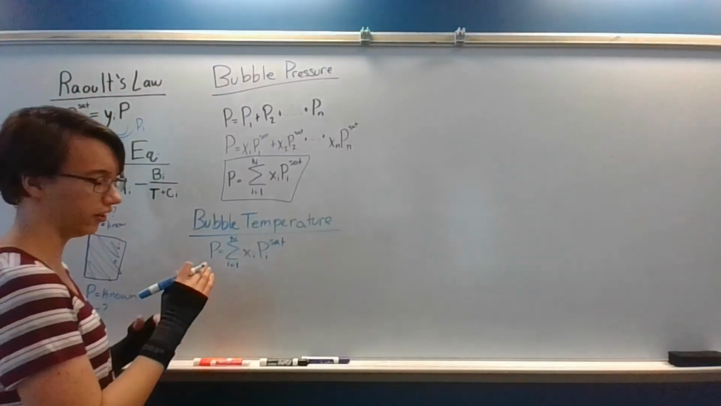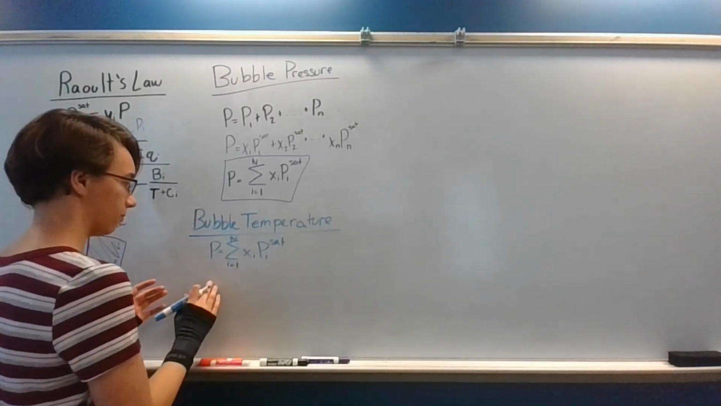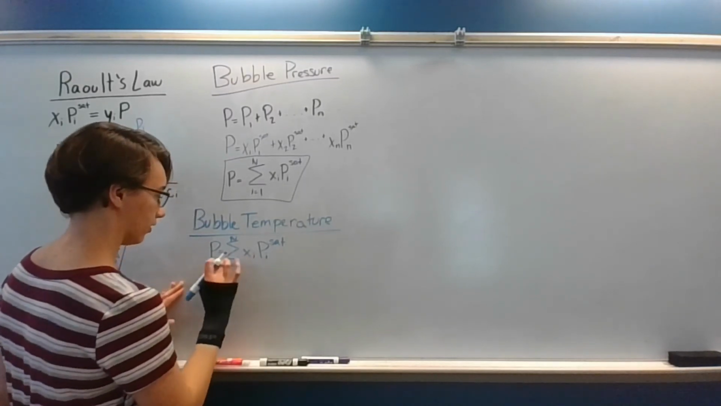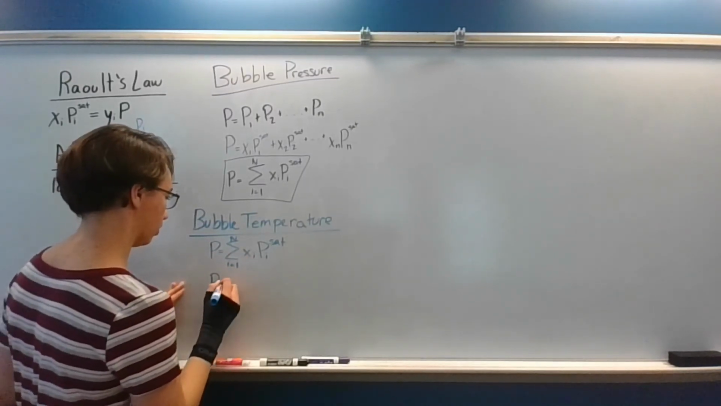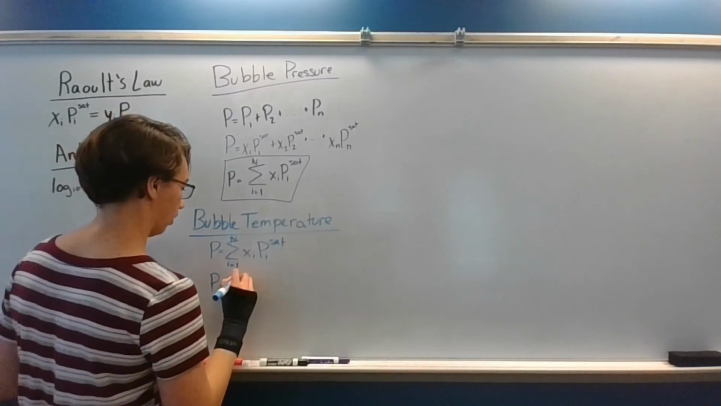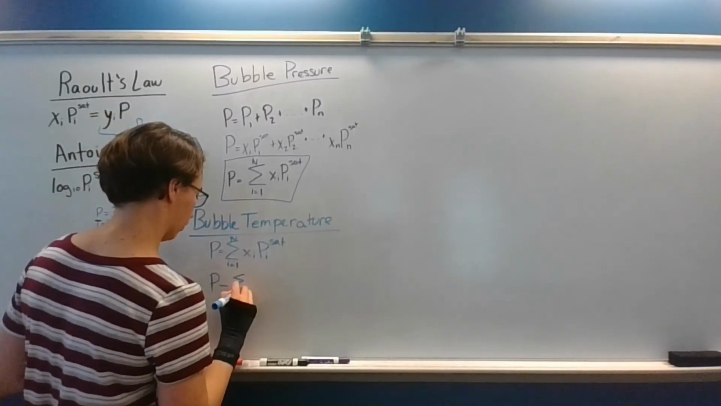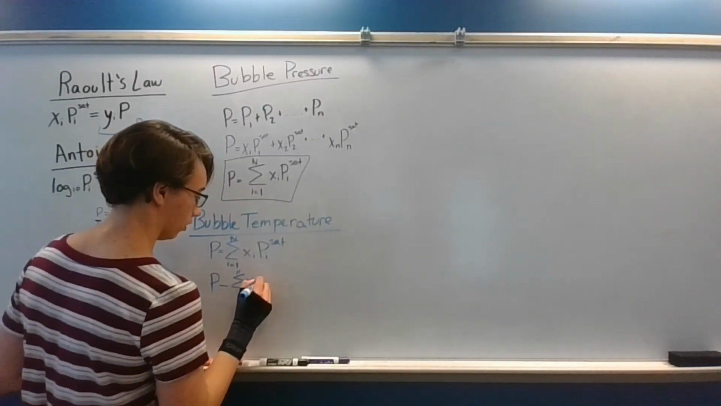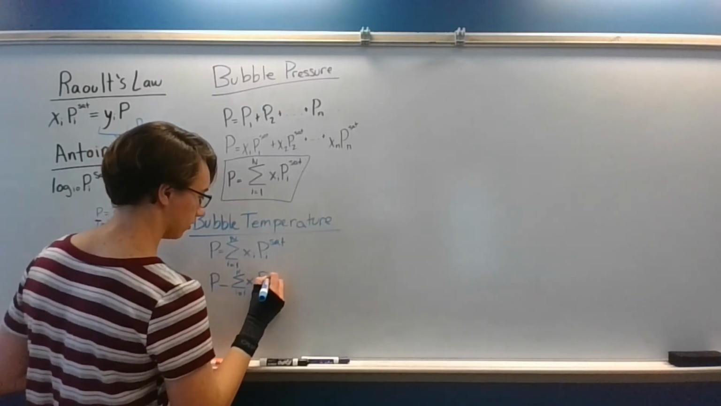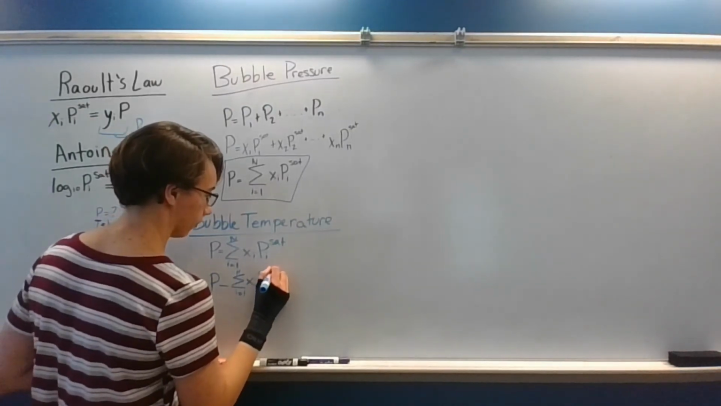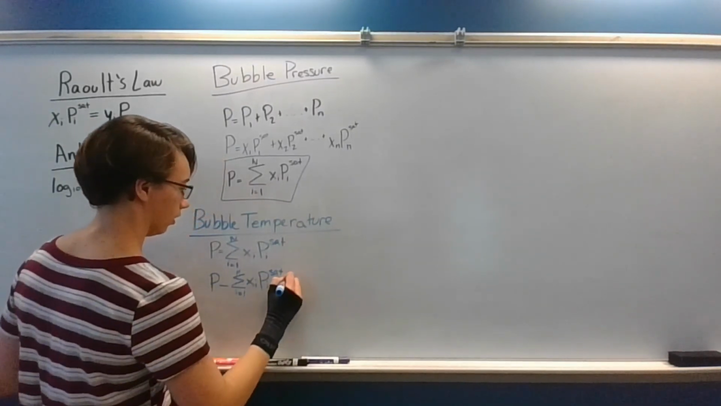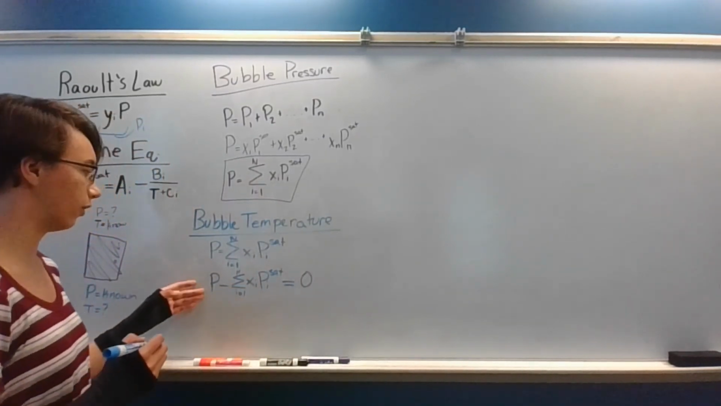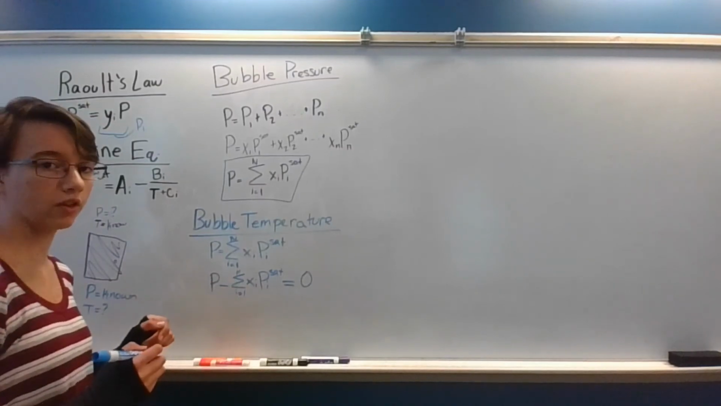To do that, we're just going to need to rearrange it a little bit, get both of these terms on the same side. So we'll subtract this one over here, and we'll have that the total pressure minus the summation from 1 to n of mole fractions in the liquid phase times the pure component vapor pressure is equal to 0. And that we can use our root solver for to find the temperature that is used in there.